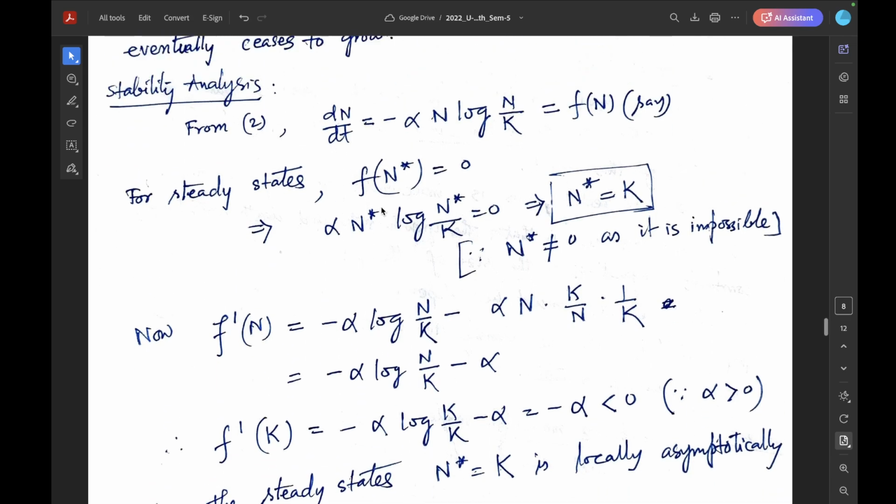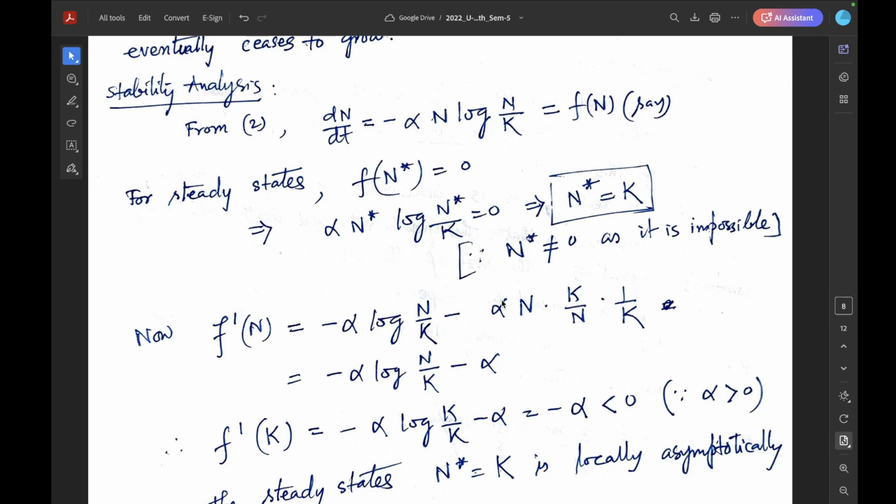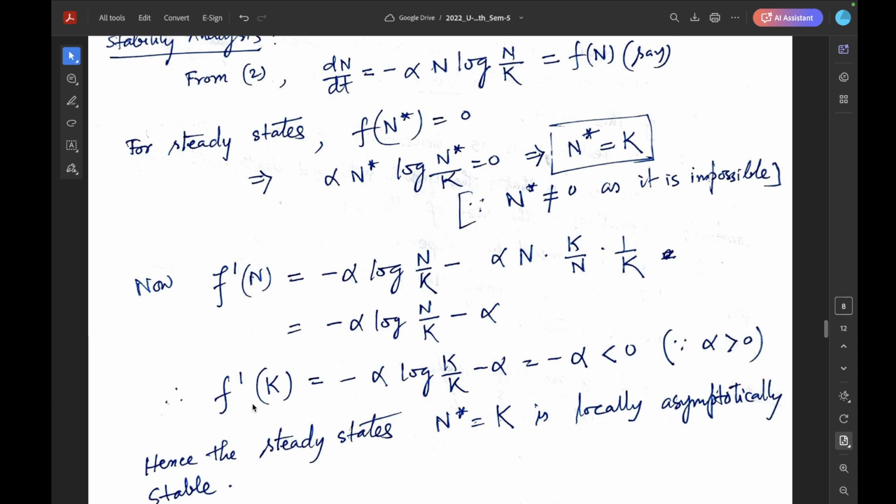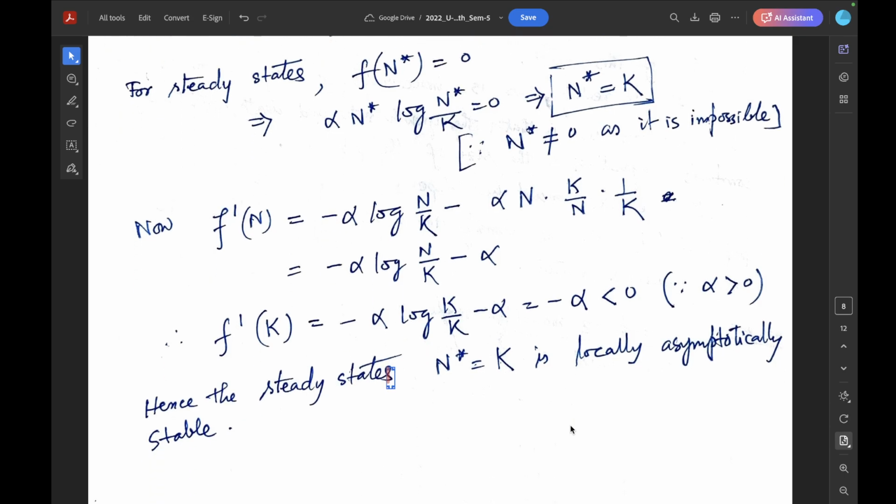Now f'(N) = -α log(N/K) - α. So f' at the point K is equal to -α. Because α is positive, this is negative. Hence the steady state N* = K is locally asymptotically stable.